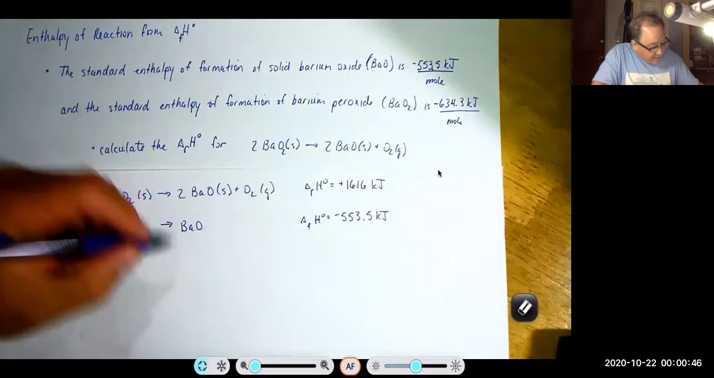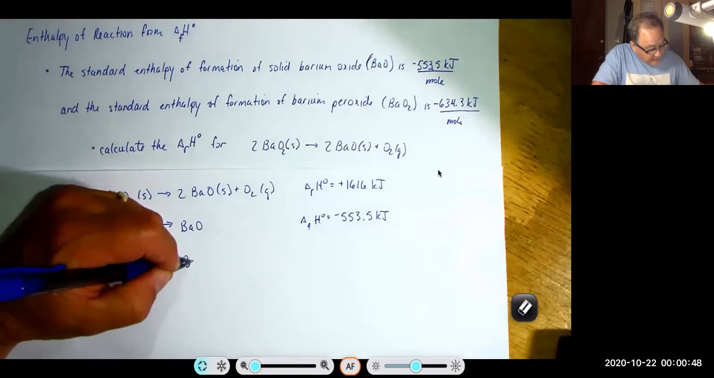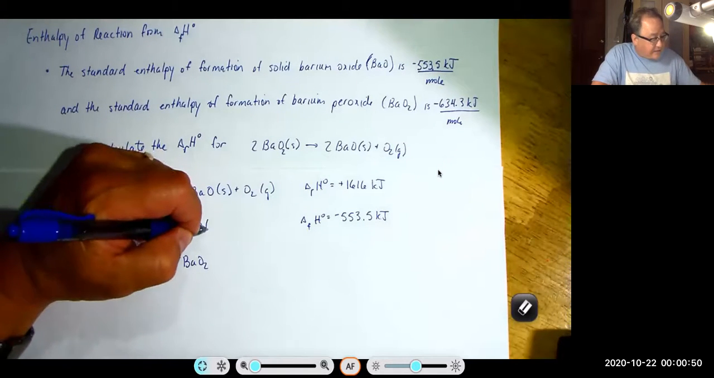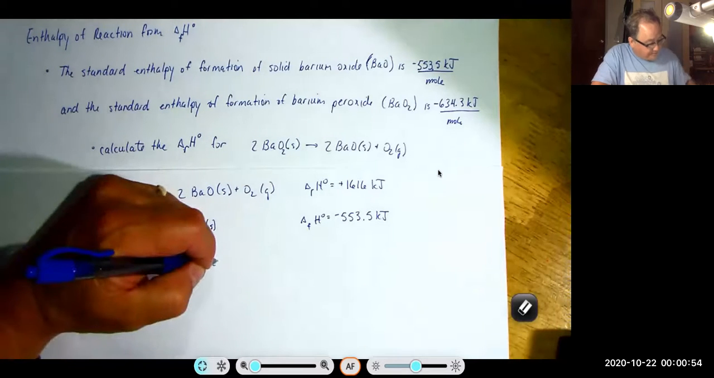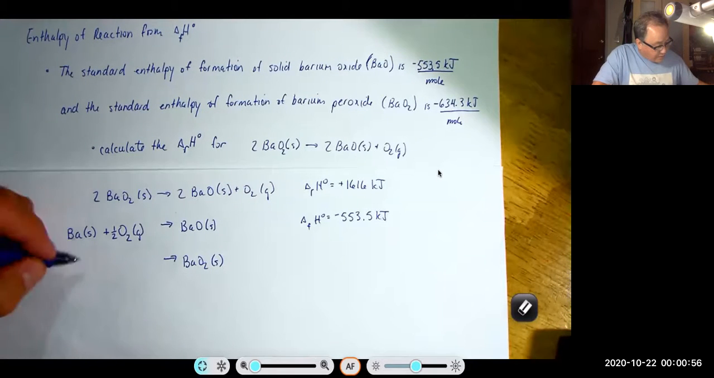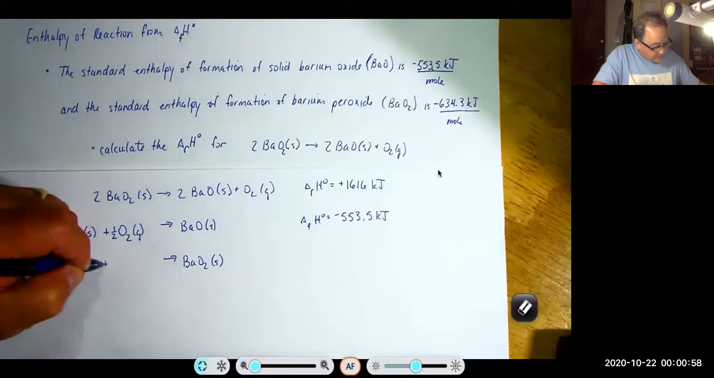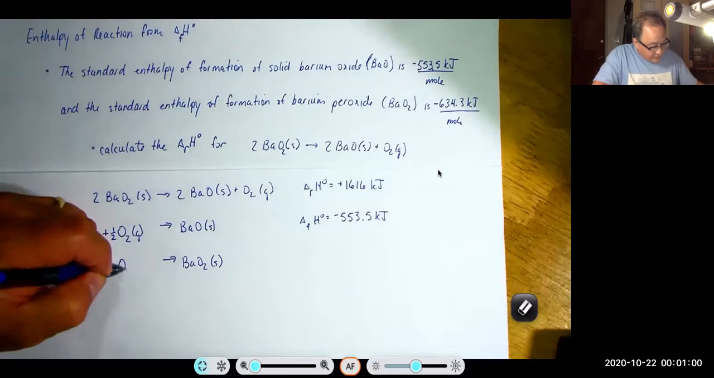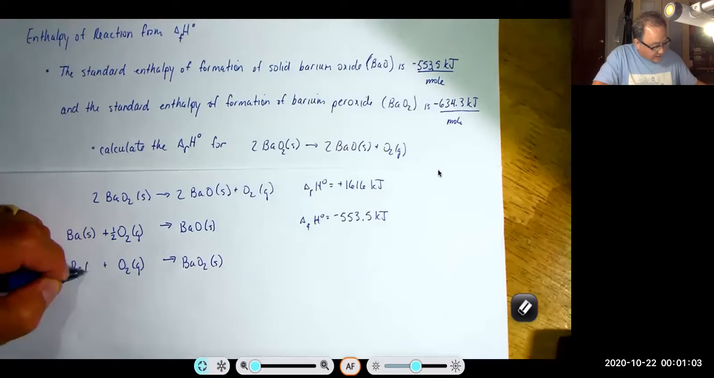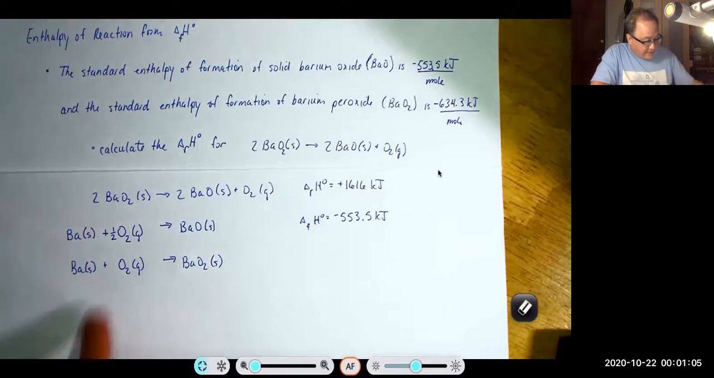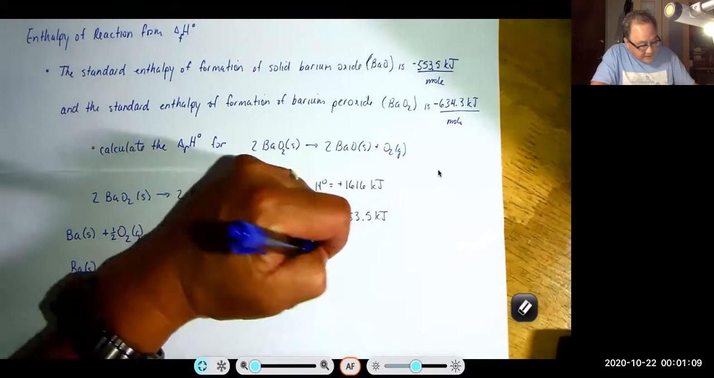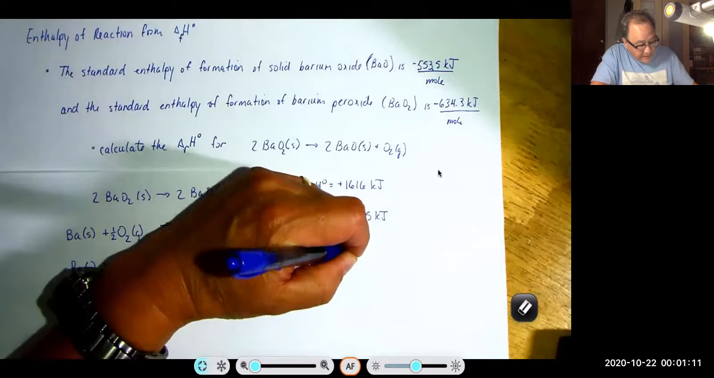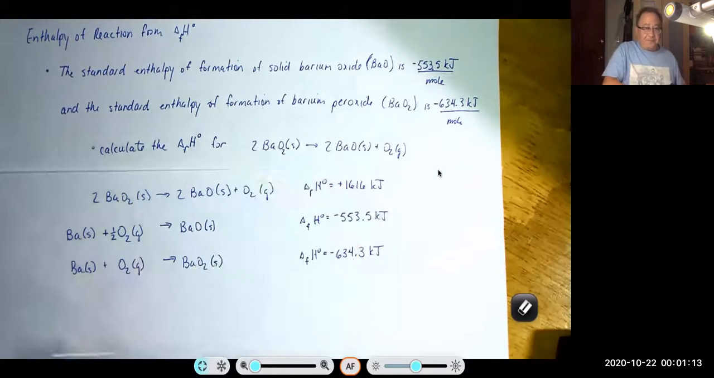Now, for barium superoxide, which is a solid, and this is also a solid, we're going to start off with barium and oxygen. This is O2, and it's a gas, and this is a solid. And here it's already balanced. And the enthalpy of formation for this is minus 634.3 kilojoules per mole.